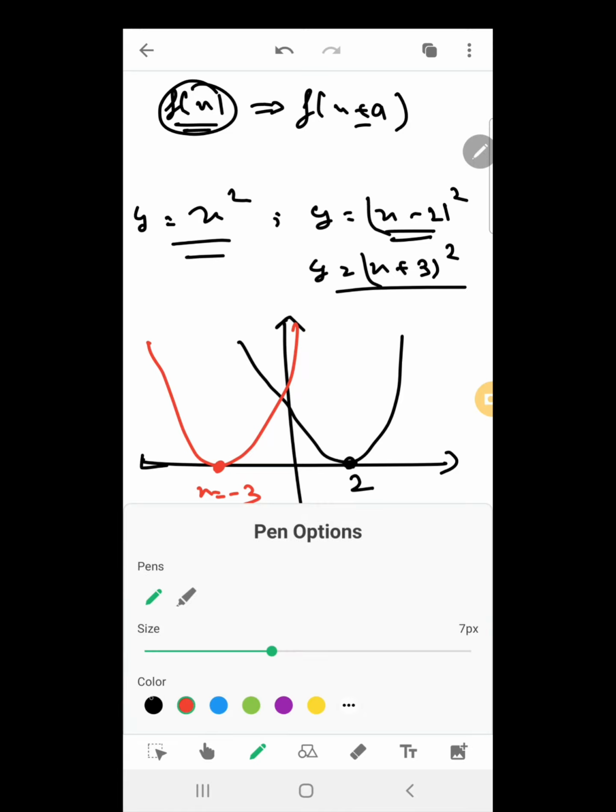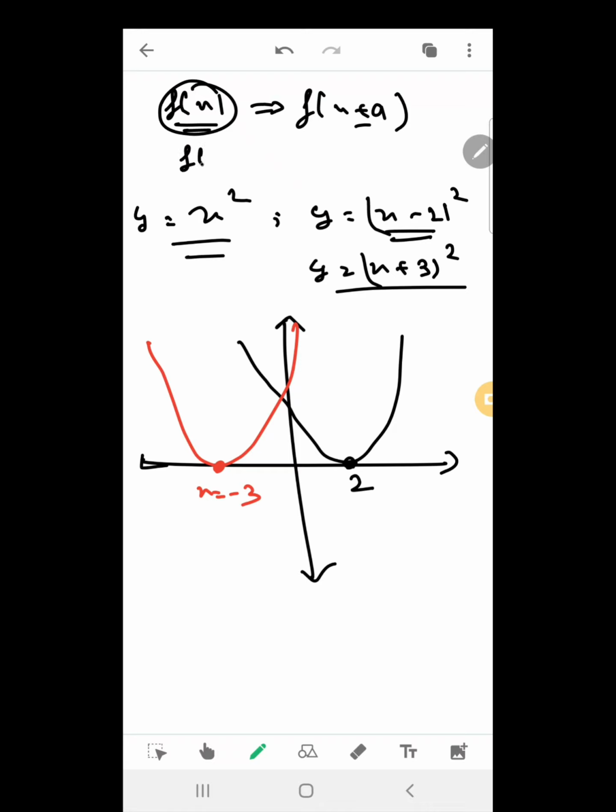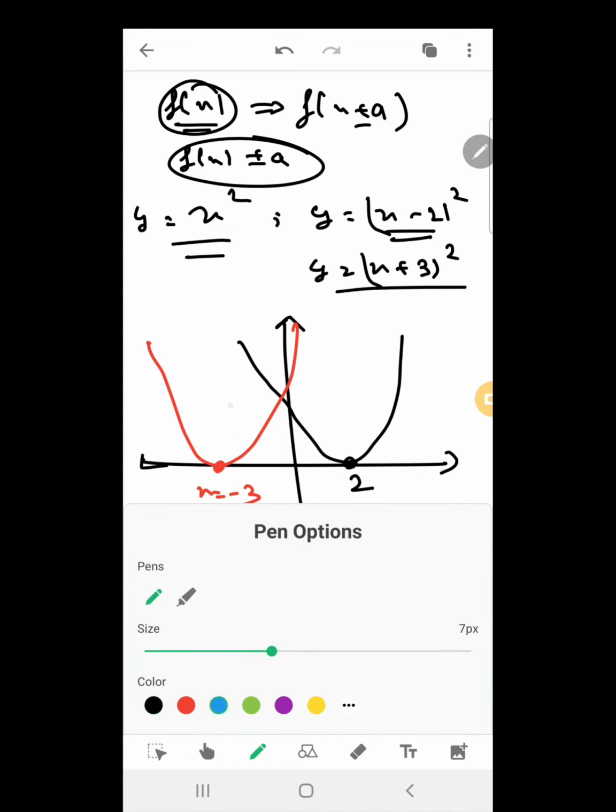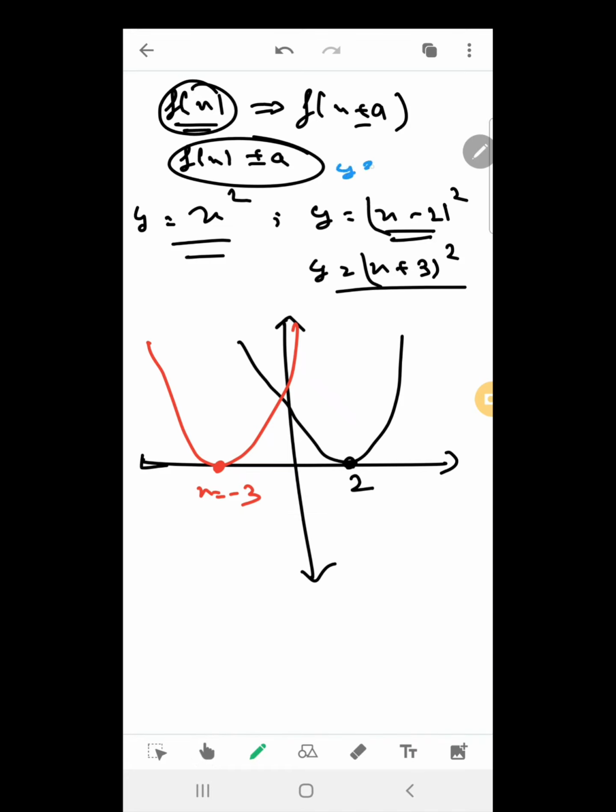Similarly, you can also use the shifting property to find f of x plus or minus a. We can do it here only. See, if y equals x square minus 2, then at y equals minus 2, x square becomes 0. So the curve will get shifted to y equals minus 2. And if it was x square plus 3, then it will move above to y equals plus 3. Got it? So shifts are also important.